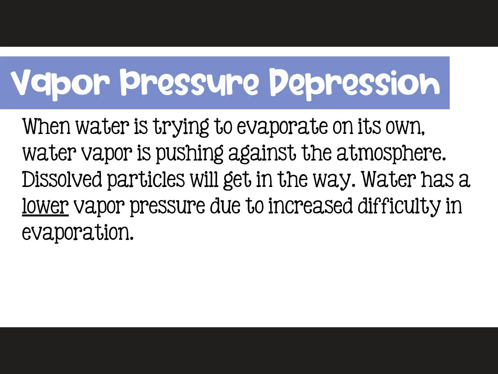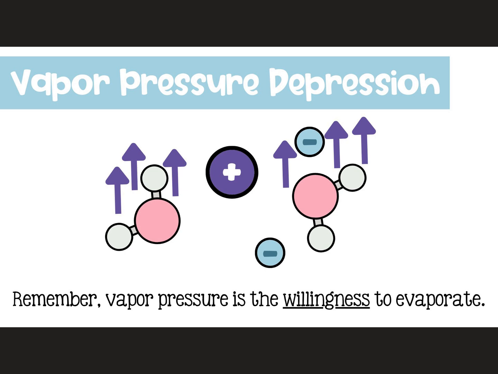Now let's think about water trying to evaporate on its own. The water is pushing against the atmosphere. If you add dissolved particles to this, they will get in the way. Water will have a lower vapor pressure due to the increased difficulty in evaporation. We call this phenomenon vapor pressure depression. Remember, vapor pressure is the willingness to evaporate. That means the harder it is for a substance to evaporate, the lower its vapor pressure will be.